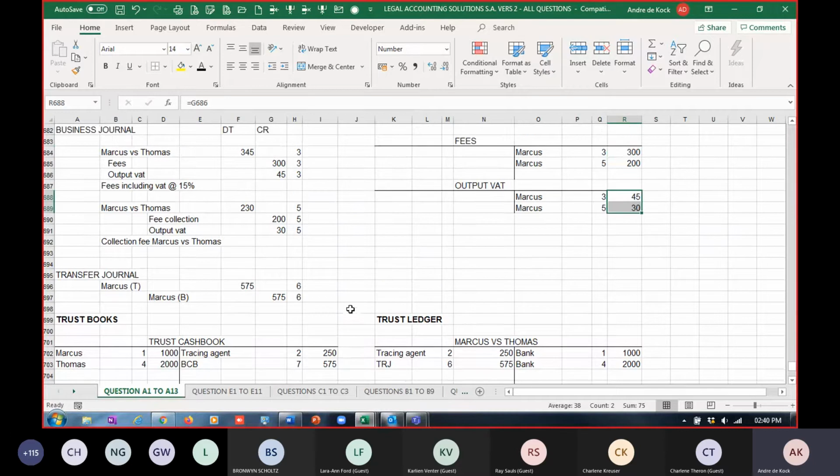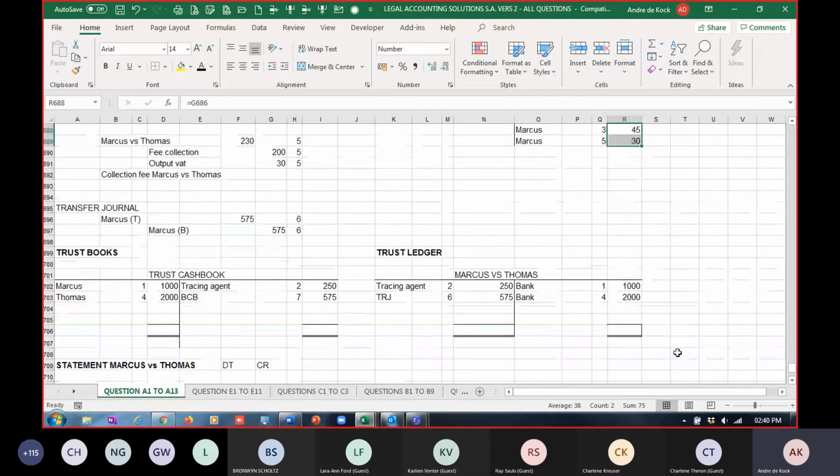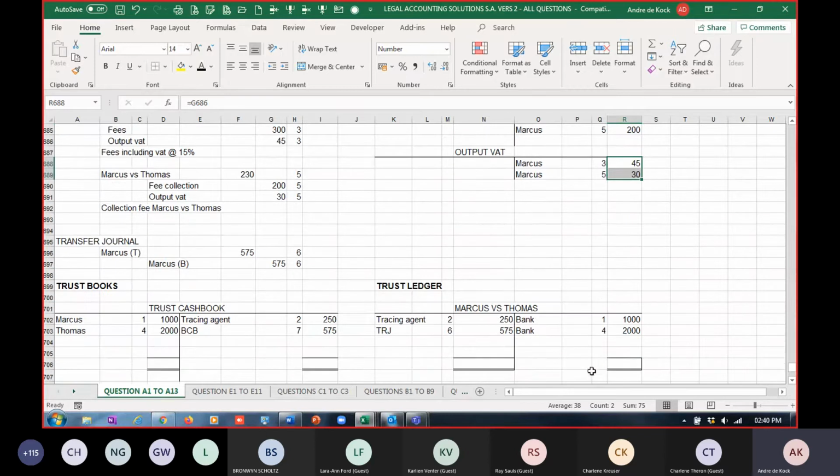Now, the last thing I've got to do is I've got to account to Thomas, Marcus, should I say. In business, there's nothing to be done, but now I need to account to him. On this side, there's 3,000, and on this side, we've got 825. So that leaves us with 2,175, correct? That we owe Marcus.